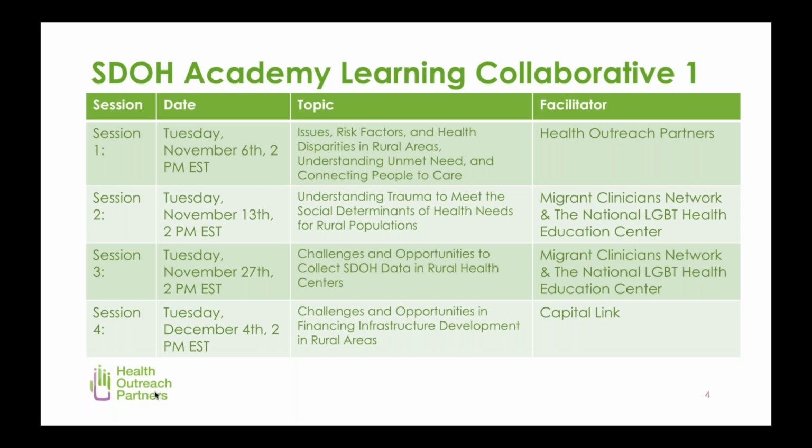That session is going to be about challenges and opportunities for collecting social determinants of health related data in rural health centers and really being able to use that data to guide your work. Then our final session is going to be on December 4th. Our colleagues at Capital Link are going to facilitate that session, and they'll be joined by a health center representative to talk about financing infrastructure development in rural areas. So we're very excited about what we've got planned for you over the next 5 weeks, with a break in between, for 4 sessions. Let's get started.